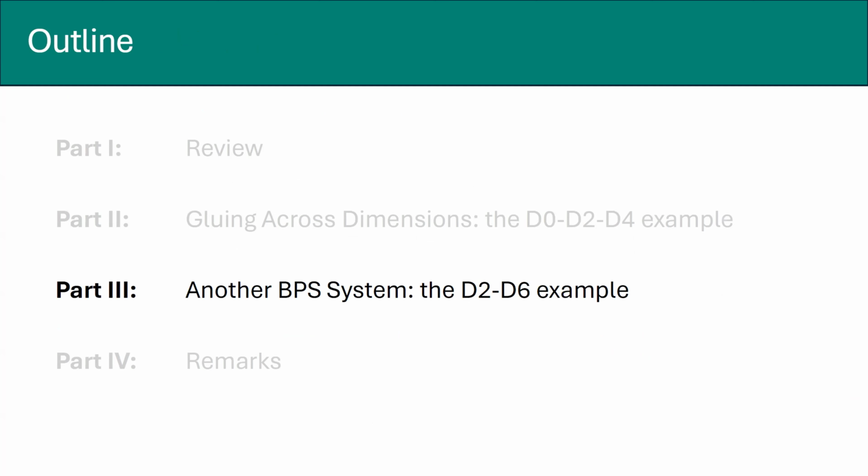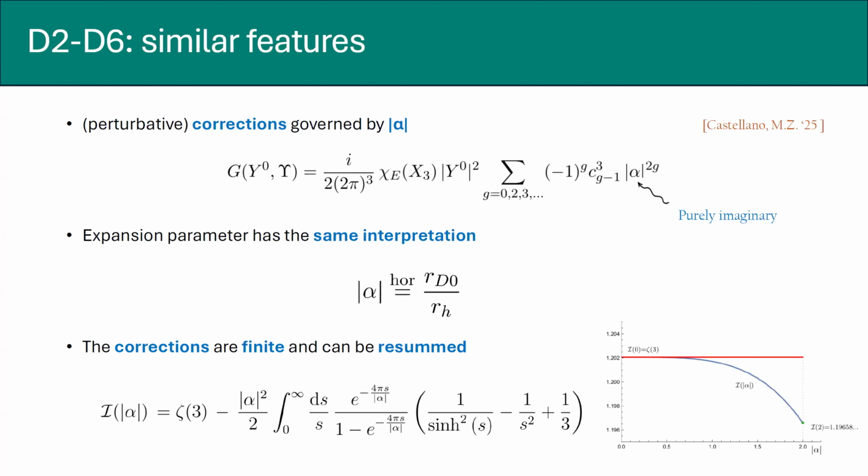Now, I'm going to be super fast because I'm running out of time. But just to say, what is general, what is not of the black string. So in the D0 system, you can see that alpha is still controlling the perturbative expansion, alpha still has this interpretation of the ratio among radii, and the corrections are still finite. Now the difference is that what actually enters is the modulus of alpha, because alpha in the D0 system is a purely imaginary quantity.